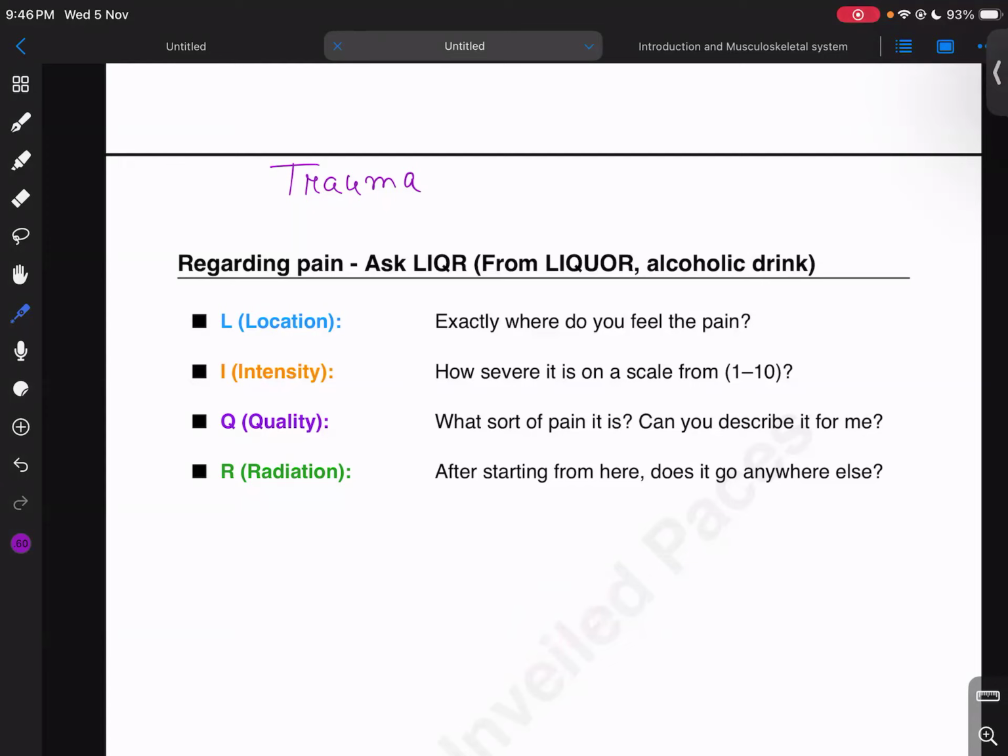Then another case came in Pondicherry. That case was low back pain. Everyone would think that low back pain can be a case of musculoskeletal problem. But that was a case of pyelonephritis. So many candidates made the mistake.